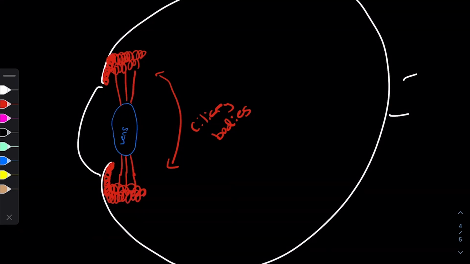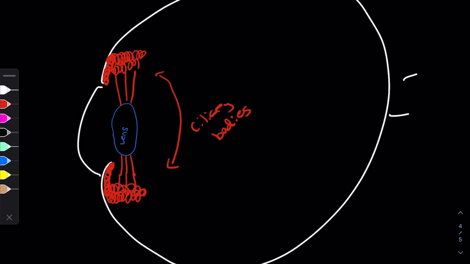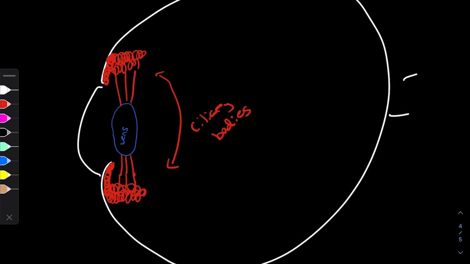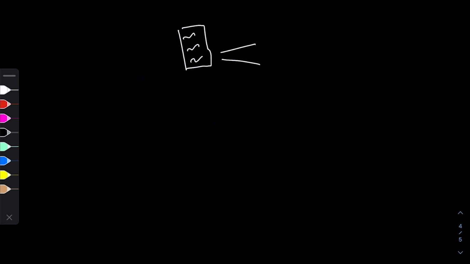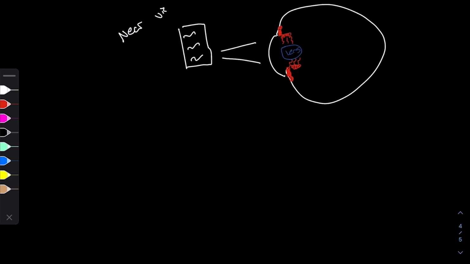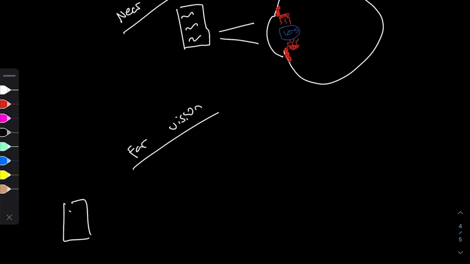And on the other hand, this is what happens when you're trying to look far. The ciliary bodies relax, which means the zonules tighten. And when the zonules tighten, they pull the lens apart and make it more skinny. So one more time, this is them contracted, and this is them relaxed. And just to put this into practice, I'm going to draw another model. The first one is going to be someone looking at text that's near. So as you can see in this model, the ciliary bodies are contracted, the zonules are loose, the lens is fat.